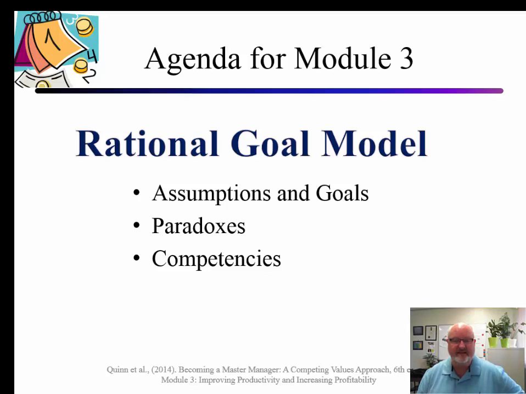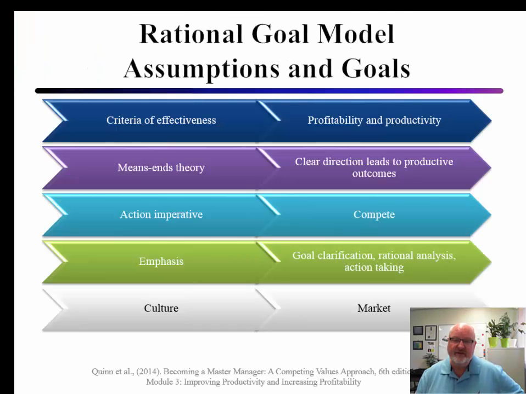We're going to be looking at the rational goal model. So I'm going to present the assumptions and goals, the paradoxes, and these paradoxes will be very useful for your perfect paragraphs that you will be working on at the moment. So you take your paradoxes from this particular area. So we're also looking at the competencies that you need for addressing the rational goal model as a manager. So let's have a look at the criteria of effectiveness.